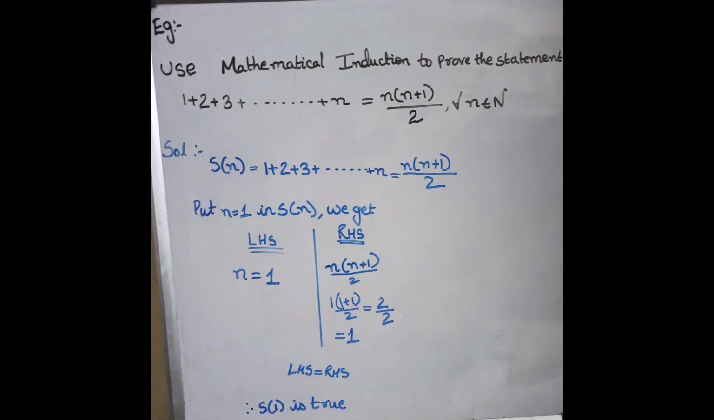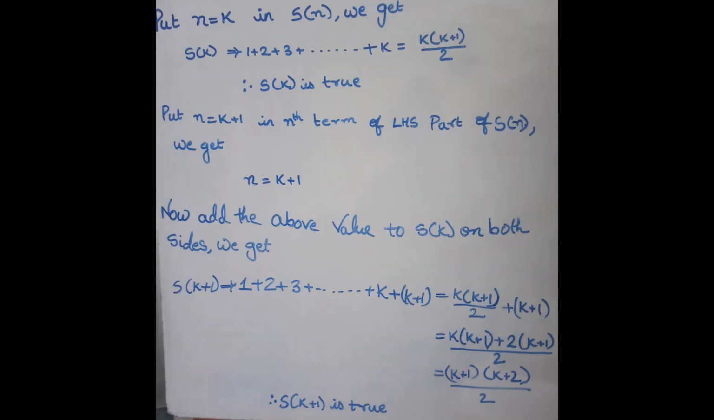According to step 2, put n is equal to 1 in S of n, we get LHS is equal to RHS. Therefore, S of 1 is true. According to step 3, put n is equal to k in S of n, we get S of k is equal to 1 plus 2 plus 3 plus so on up to k is equal to k of k plus 1 by 2. Therefore, S of k is true.